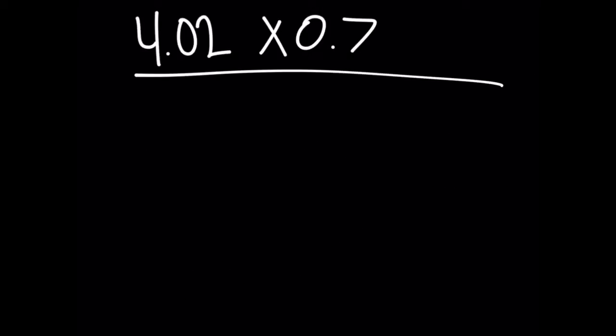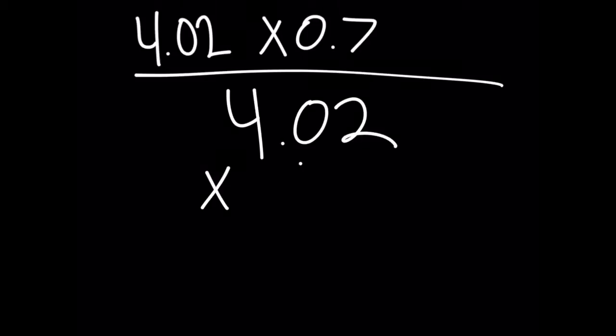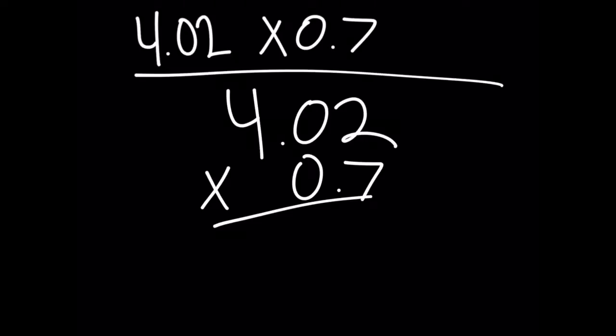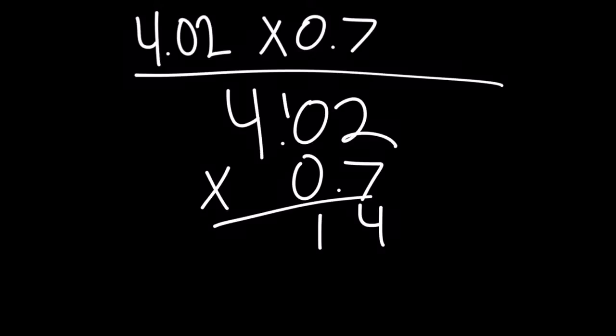To solve this problem, you need to write 4.02 times 0.7. They don't have to be aligned because it's multiplication. So now you just multiply like usual. 7 times 2 is 14. Carry the 1. 7 times 0 is 0. Carry the 1. 7 times 4 is 28.